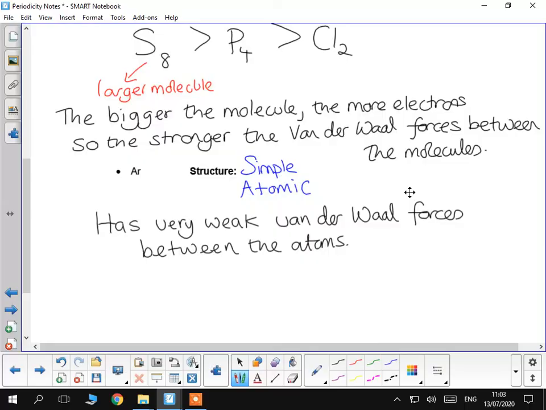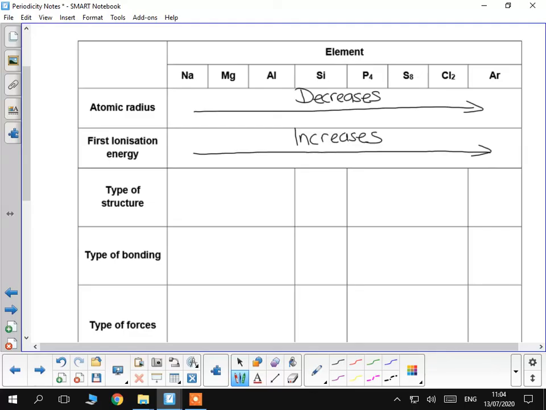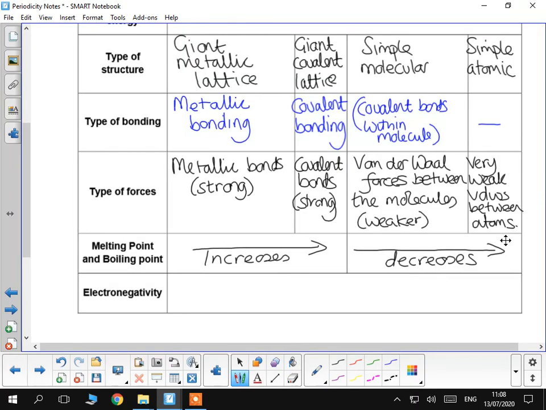The last page summarises all the trends that we've met. You could stop the video and fill this in as a bit of a revision. So atomic radius decreases across the period. First ionisation energy increases across the period. And you can see melting point and boiling point first increase because you've got giant metallic, strong metallic bonding, then covalent, strong covalent bonding, and then they decrease again with simple molecular and simple atomic. And electronegativity again increasing across a period.